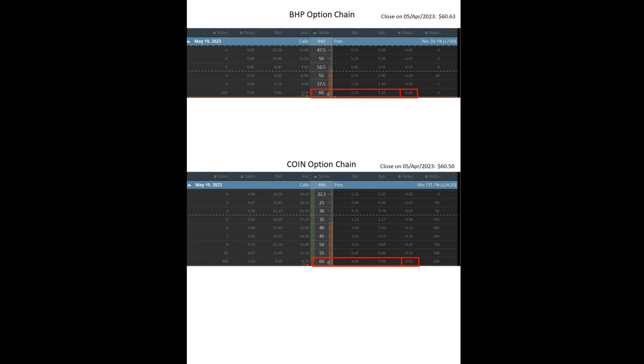So if we take a look at the probability of these two stock prices reaching $50, you can see that there is a massive difference. For BHP, you only have a 7 delta, or in other words, you have a 93% probability it's not going to go down to $50 by expiration, which is 19th of May 2023. Meanwhile, for Coin, the delta is at -0.25, or in other words, 25 delta. So that's a massive difference between these two stocks.